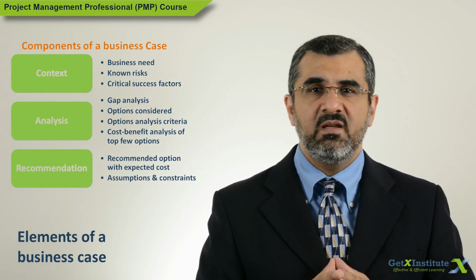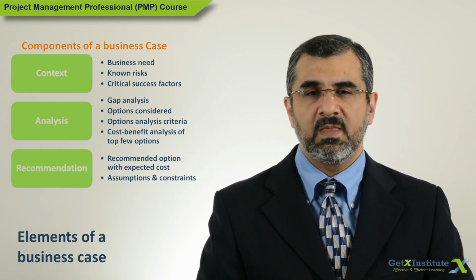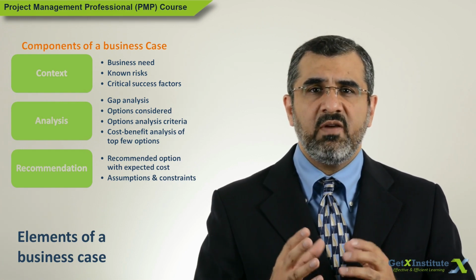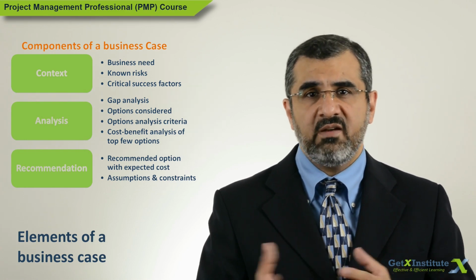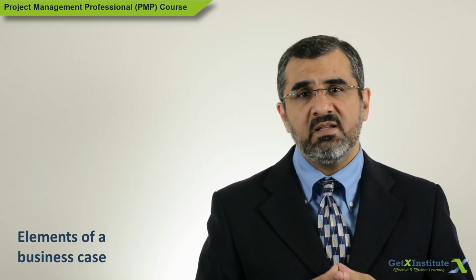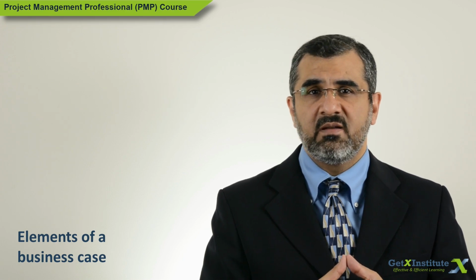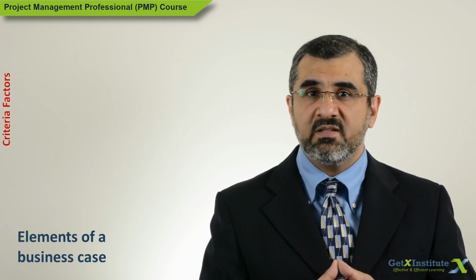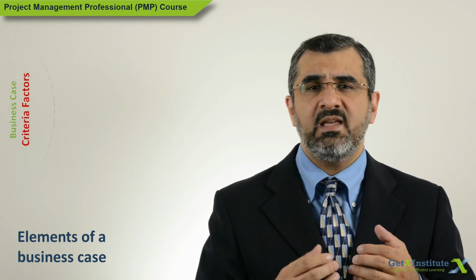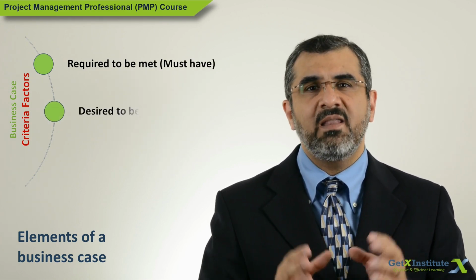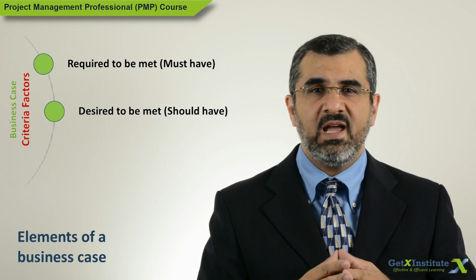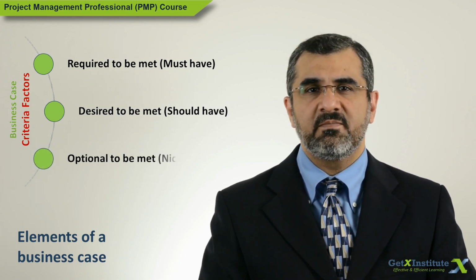Let us talk about the criteria a little bit. Criteria consist of a list of factors against which various options were analyzed and ranked. There are some factors that are required to be met. They usually are the key success factors. Then factors that are desired to be fulfilled as they help in achieving the business benefits. And factors that are optional. Think of these as nice to have. Factors that can push an option above the other.